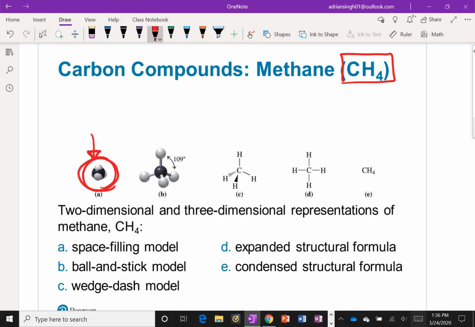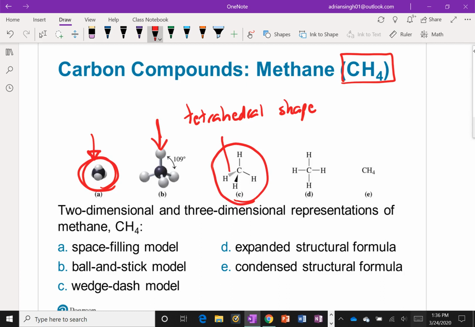The one right next to it is called a ball and stick model, and this is actually what you made in the lab when you were building your models. As you can see, the shape of CH4 is that tetrahedral shape. The way that we draw it to represent that three-dimensional nature is this wedge dash model. Remember, the wedge is the one in front. That means the bond is coming towards you. The dash bond means it's going away from you.